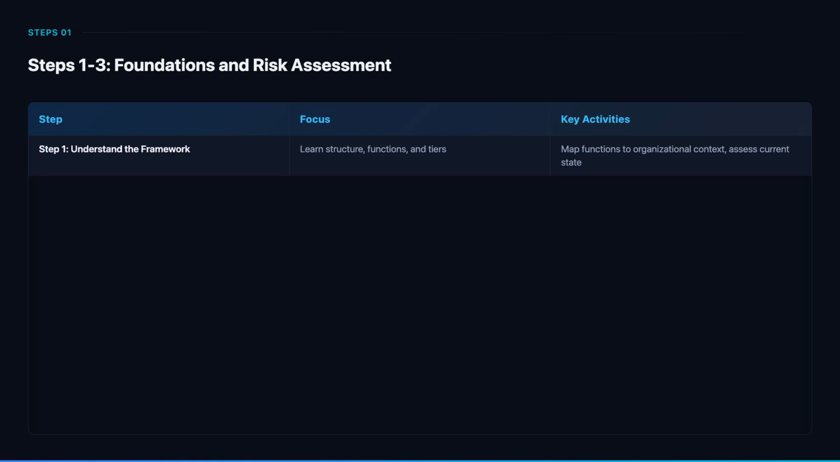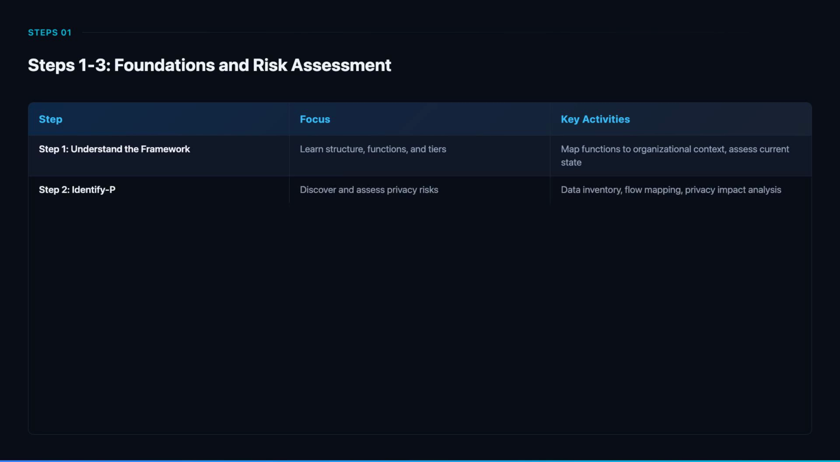Step 1 builds foundational understanding. Learn the framework structure, its 4 functions, implementation tiers, and profiles. Map the functions to your organizational context and assess your current privacy maturity. This baseline assessment guides all subsequent implementation decisions.